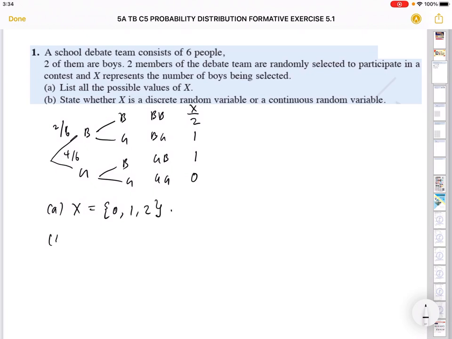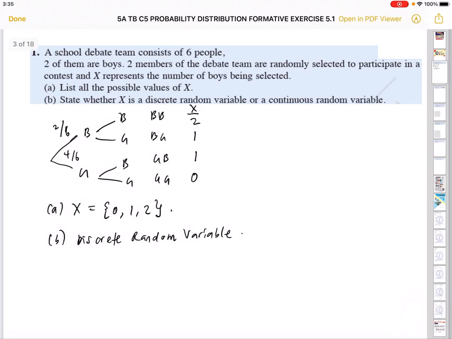Alright, B. State whether X is a discrete random variable or continuous. Answer is discrete random variable. Remember, discrete random variables are for quantity that's countable. You can count the number of boys. You cannot have 2.5 boys, right? So, for measurable quantity, that's a continuous random variable.